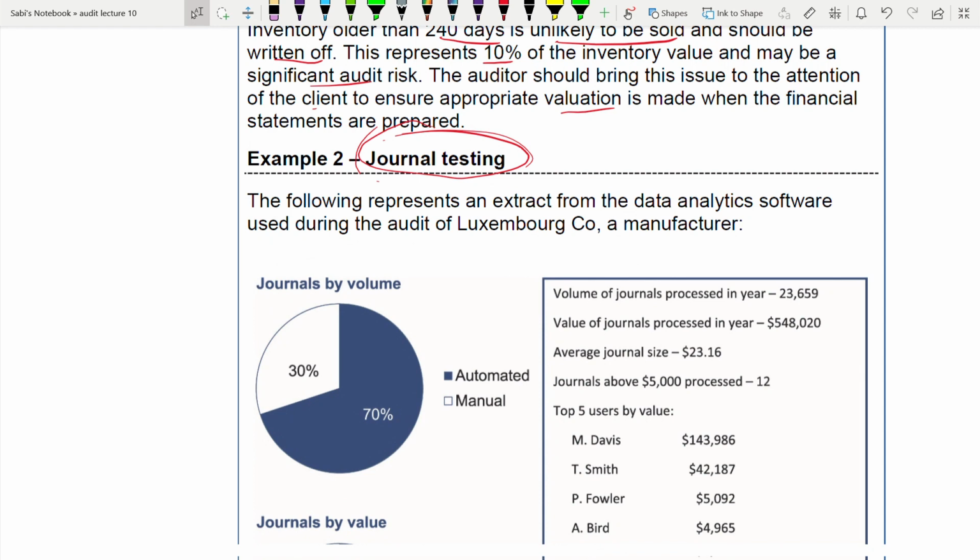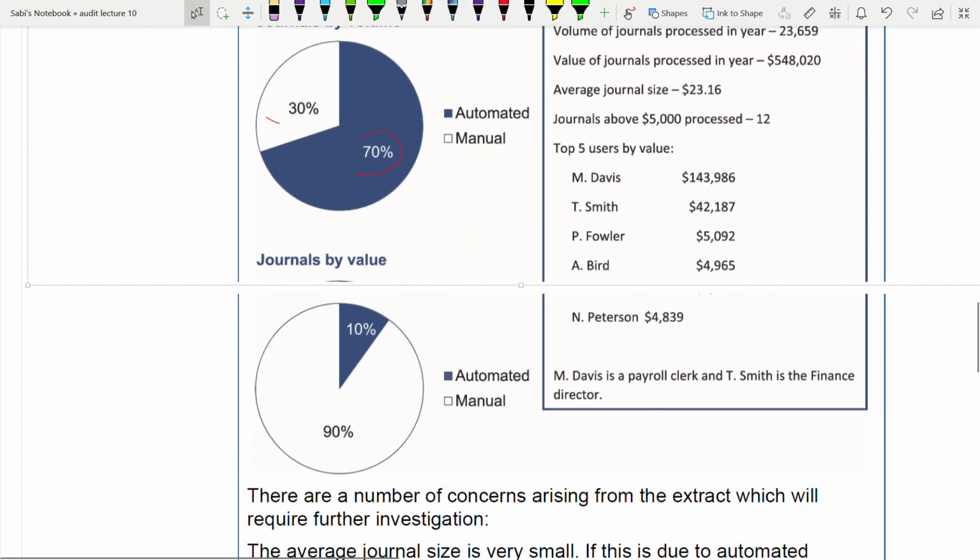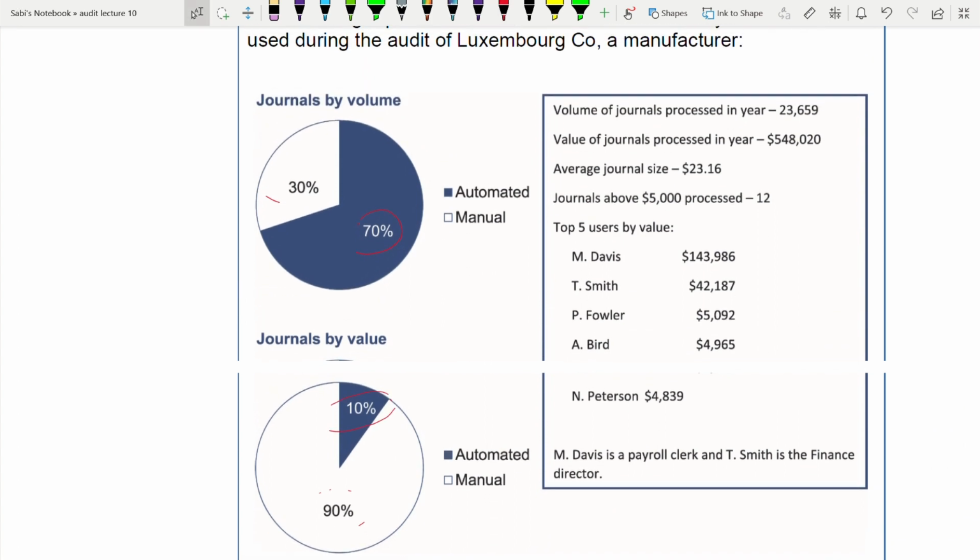Here, if you go by the volume, 70% is automated, 30% is manual. And if you go by the value, 90% is manual and 10% is automated. And here you have been given the top 5 users by value. If you see, these two are highly valued, M. Davis and T. Smith. Okay, and M. Davis is a payroll clerk and T. Smith is the finance director.